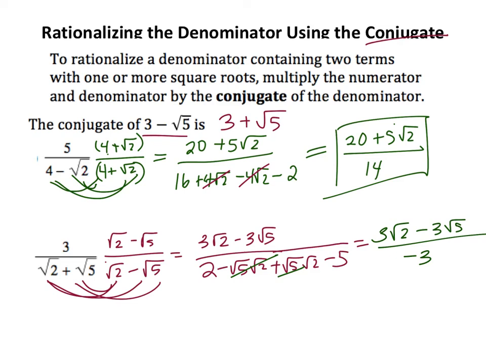From there, since all of these numbers are divisible by 3, or have a coefficient of 3, I'm going to just simplify this to be square root of 2 minus square root of 5 over negative 1. This just means negative square root 2 plus square root 5. I could have actually just divided each of these by negative 3. So 3 divided by negative 3 is negative 1. Negative 3 divided by negative 3 is positive 1.